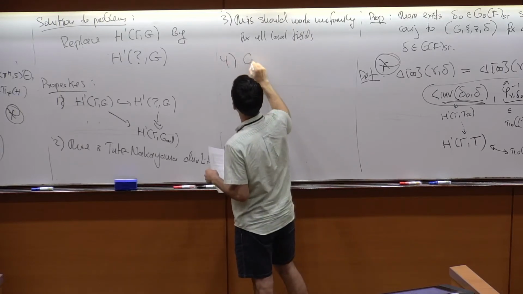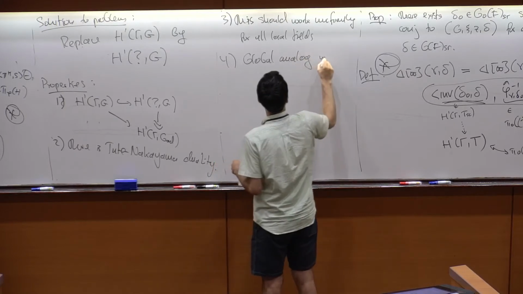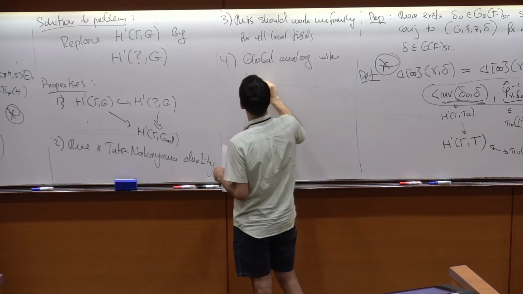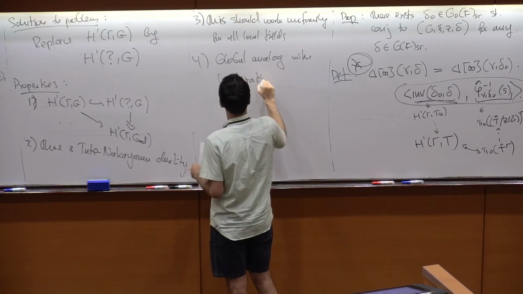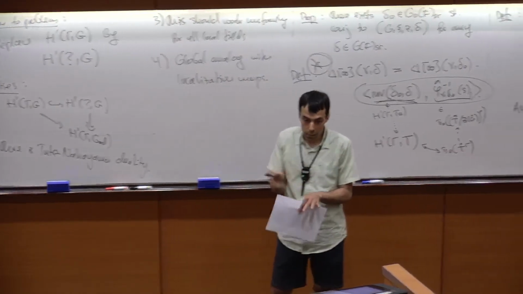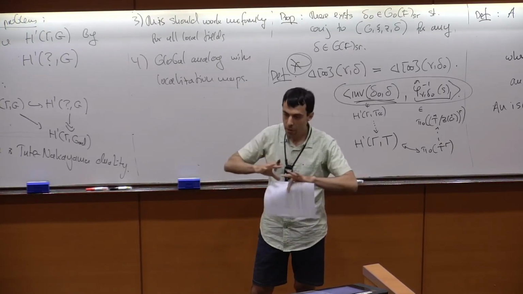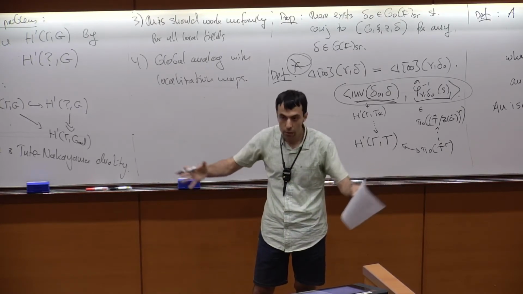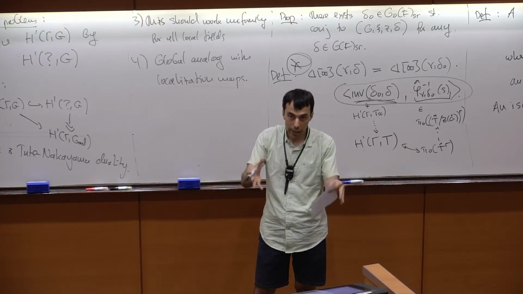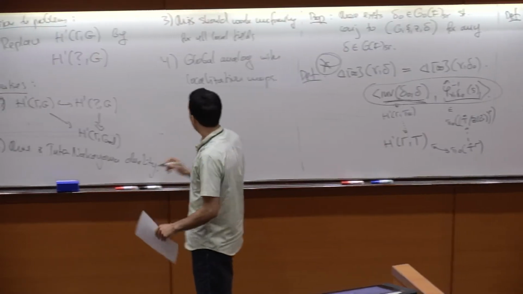4, there should be a global analog with localization maps. So that once you have resolved your local problem at each place, once you have normalized everything canonically at each place, the canonical normalizations would fit together globally to give you the right global object. Okay?